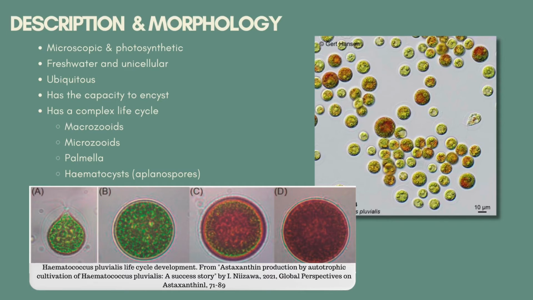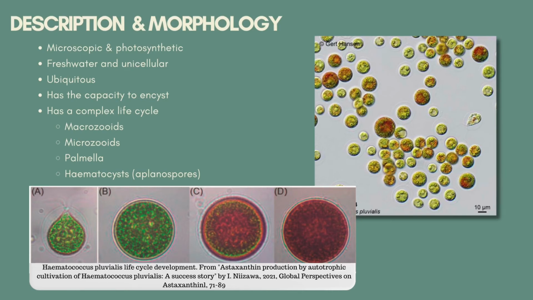Compared to other algal species, H. pluvialis has a rather complex life cycle, which consists of four distinguishable cellular morphologies: the macrozooids, microzooids, palmella, and haematocysts or aplanospores. Macrozooids predominate under favorable culture conditions in the early vegetative growth stage. They are spherical, ellipsoidal, or pear-shaped biflagellate cells presenting a characteristic gelatinous extracellular matrix.